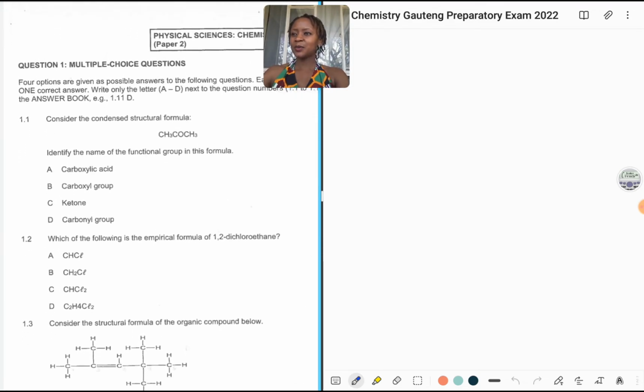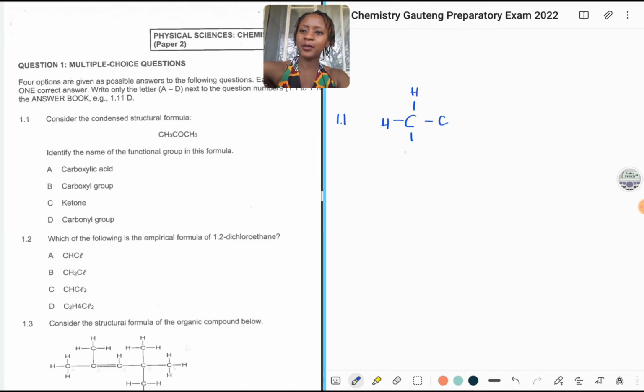Alright, so 1.1 says, consider the condensed structural formula. I like having the structural formula with its branches and so forth, so that I see what exactly is happening. We have the first carbon with 3 hydrogen atoms, the second carbon, which is double bonded to oxygen, and then the final carbon with its hydrogen atoms. Now it says identify the name of the functional group of this formula.